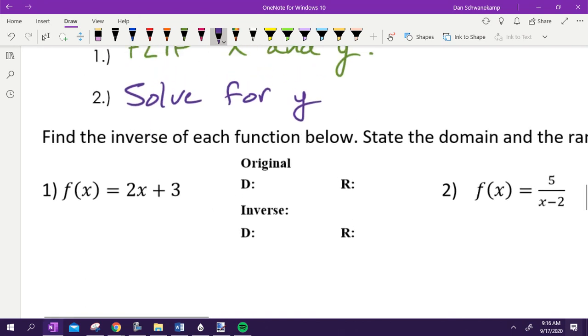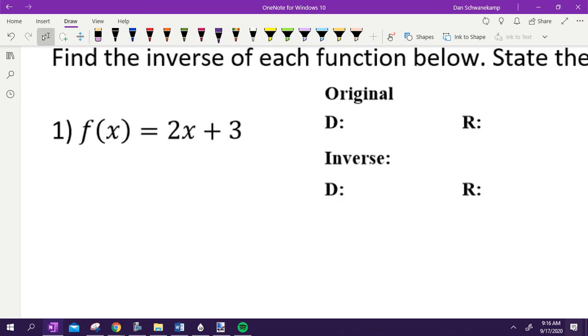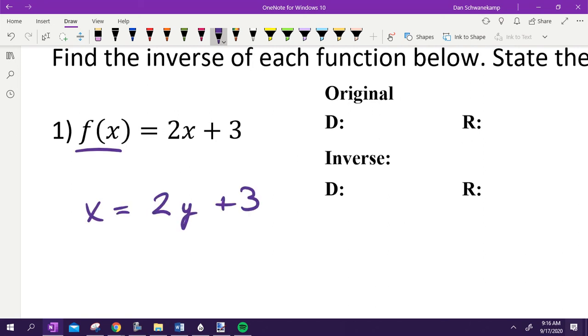Let's do that. Okay, so number one. First thing we're going to do is flip x and y. I don't even see a y. How can I flip x and y? F of x is y. Okay, so I'm going to flip x equals 2y plus 3. I didn't move a number. I didn't move constants. I didn't move exponents. All I did was take the letter x and the letter y and switch them.